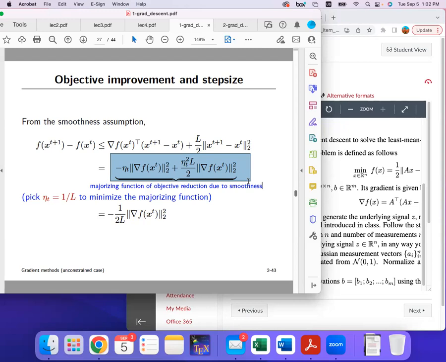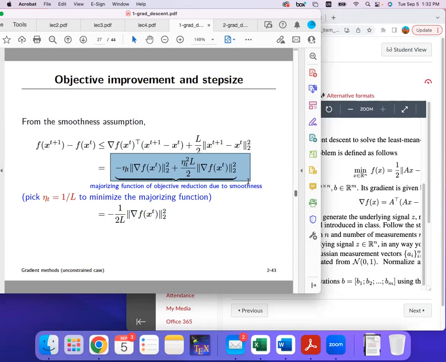We pick this step size to minimize the right-hand side, to minimize the majorizing function. This will tighten this inequality because it's less than or equal to the right-hand side for any positive eta. So you can choose the one that minimizes this upper bound. That is the tightest estimate you can get. And it turns out that 1 over L is the tightest estimate you can get.